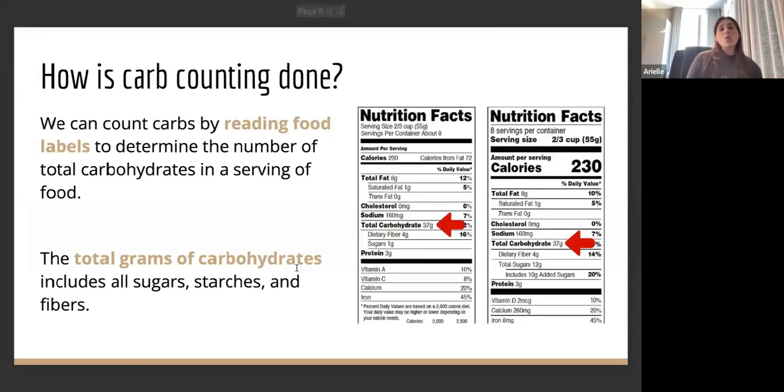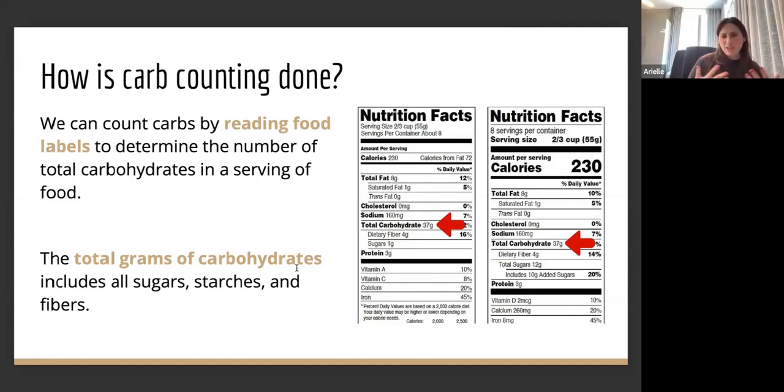So how is carb counting done? There are two ways to do it. Carb counting is very easy when we have a packaged food, right? Because it tells us exactly how many carbohydrates we have in specific foods. One carbohydrate is equal to 15 grams. So let's keep that in our head: 15. If something has less than 15 grams, like 13 or 14, we'll round that to 15.